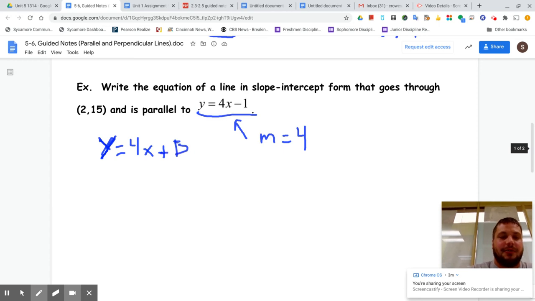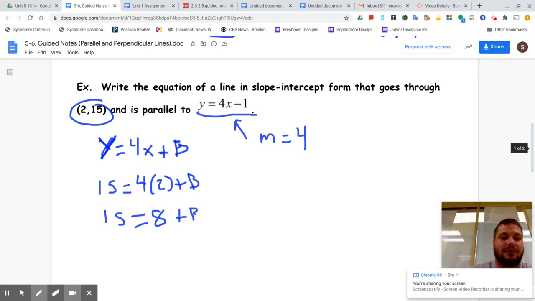How am I going to find that b? Well, just like yesterday, I'm going to plug this point in. So I know that y is 15. 15 equals 4 times x, which is 2, plus b. So 15 equals 8 plus b. So when I subtract my 8, I know that 7 equals b.